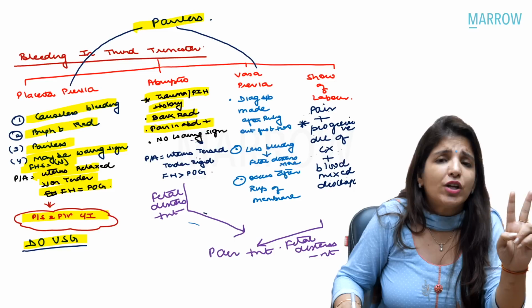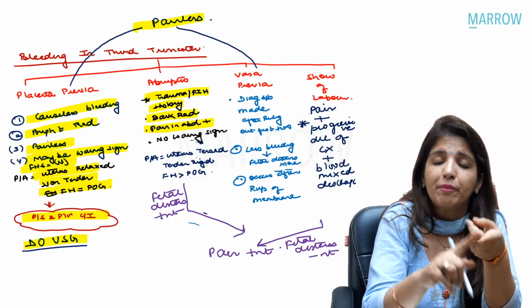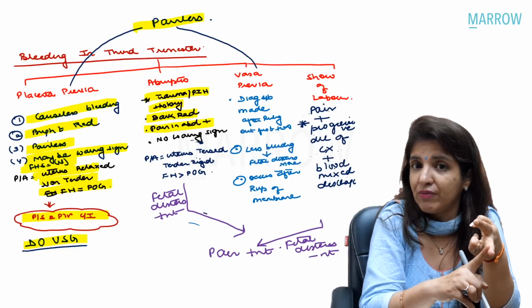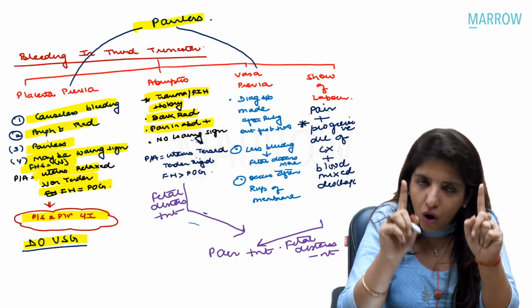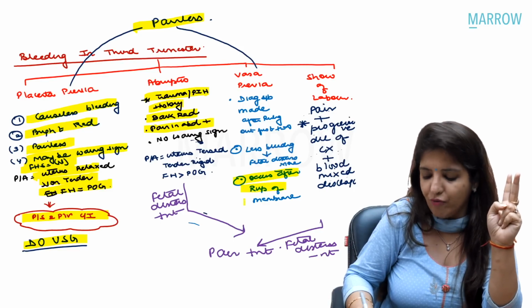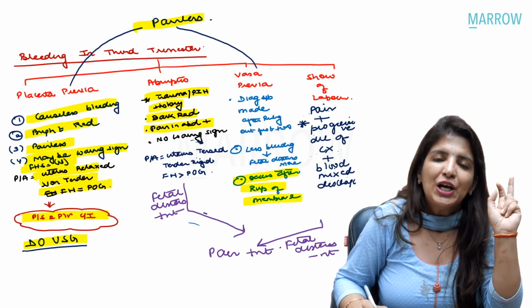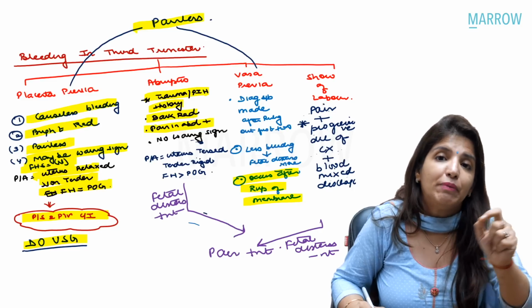Right? So, if there is no pain in the abdomen and there is bleeding, it could be a case of placenta previa or it could be a case of vasa previa. How are you going to know from the question? In vasa previa, always and always two things will be present. Number one, there will be a history of rupture of membranes. So, the question is going to say that the membranes were ruptured and then bleeding happened.